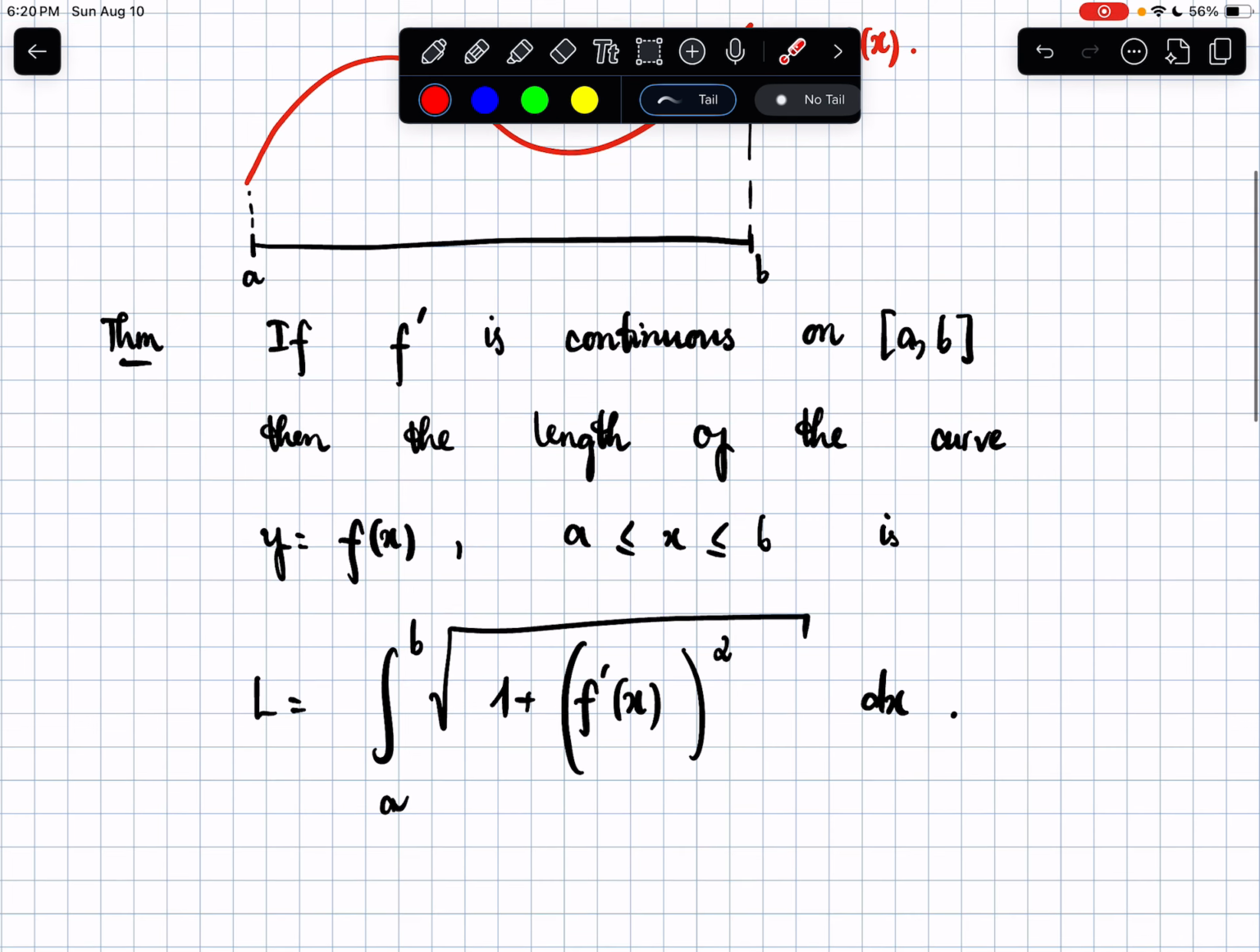then the formula is that if f prime, the derivative of f, is a continuous function on this interval, then the length of the curve y equal to f of x, where x is between a and b, is given by this formula: the integral from a to b of the square root of 1 plus f prime of x squared dx.